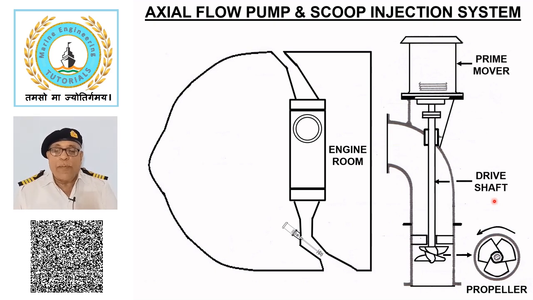Screw propeller is operated by the drive shaft rotated by a prime mover which may be electric motor or steam turbine. The drive shaft is supported by a thrust bearing and leakage through the gland is prevented by a mechanical seal. The pump casing is split either horizontally or vertically to provide access to the propeller and thrust bearing.